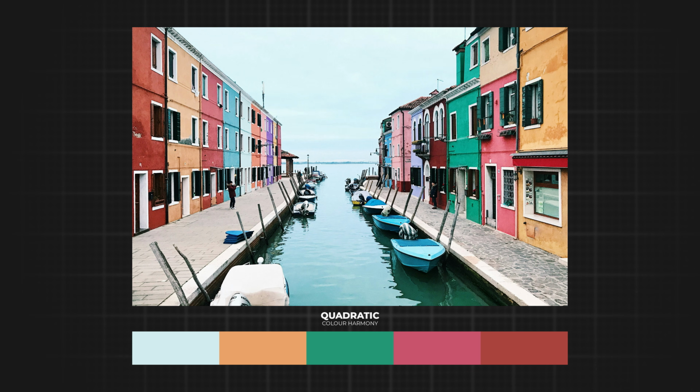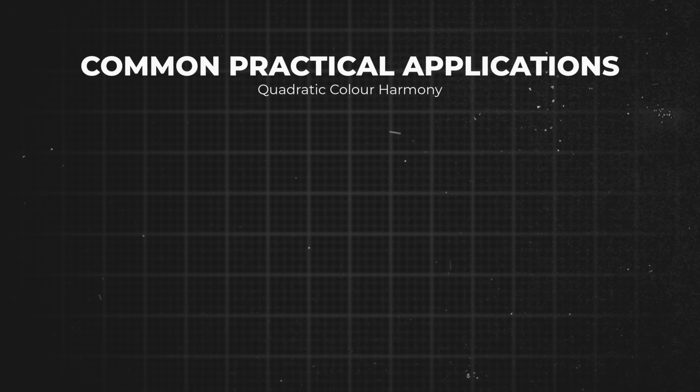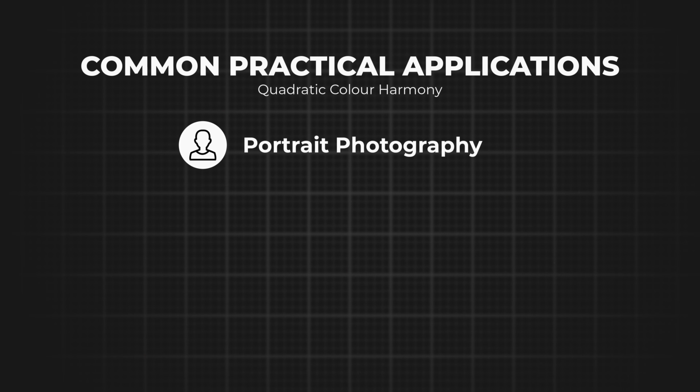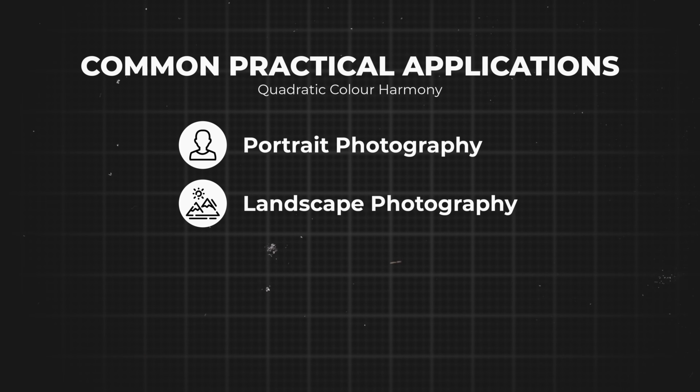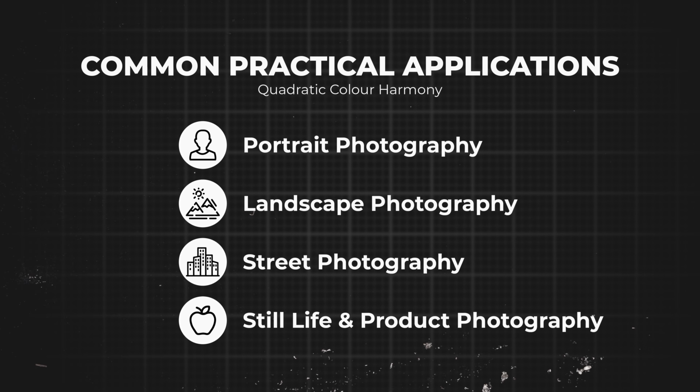A quadratic color harmony offers photographers significant creativity and flexibility to explore a whole range of color compositions. Now this is most notably found in portrait photography, sometimes found in landscape photography, very common in street photography, as well as still life and product photography.